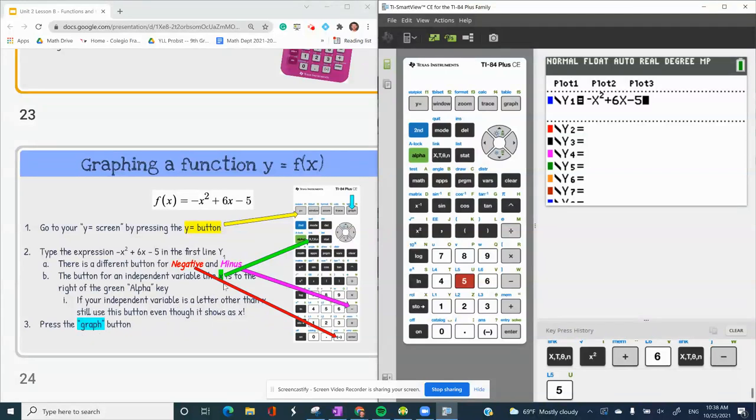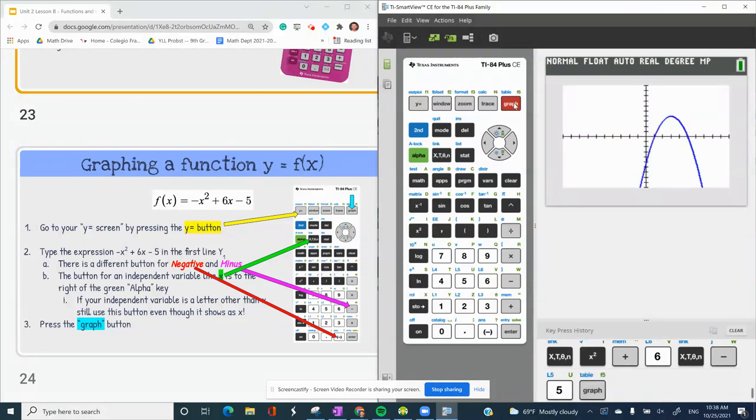Now we'll press the graph button. The graph button is all the way on the top right where it says graph. So we're simply going to hit graph. Press graph. And there we go. We have our parabola that has shown up. That's how we graph a function.